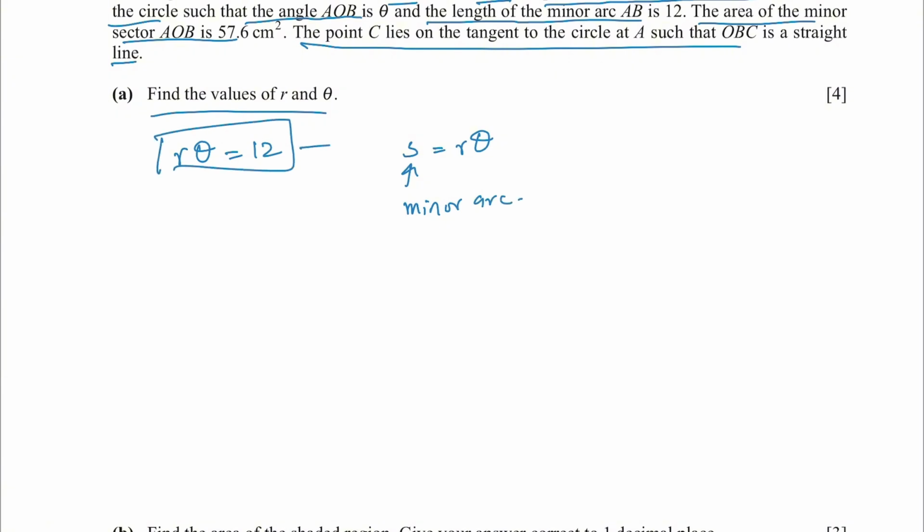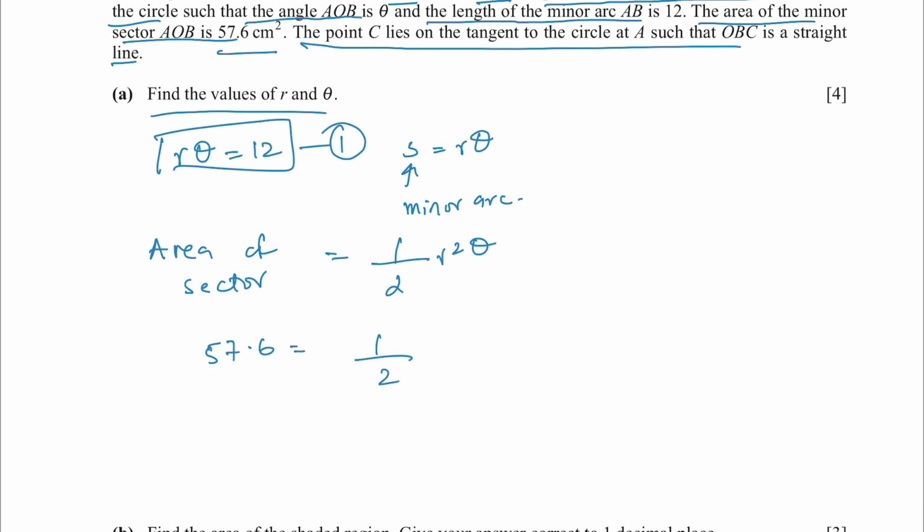So we have our one equation as R theta equals 12. Now we'll be using the area of sector equation, which is given as 1/2 R squared theta. Area of sector is given as 57.6. So this would be 57.6 = 1/2 R squared theta.